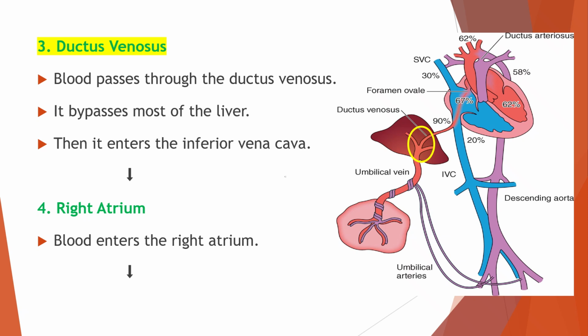Next, the blood reaches the ductus venosus. This is a special blood vessel found only in the fetus. Instead of passing through the entire liver, most of the blood bypasses the liver through the ductus venosus. From there, it enters the inferior vena cava, which carries the blood towards the heart.